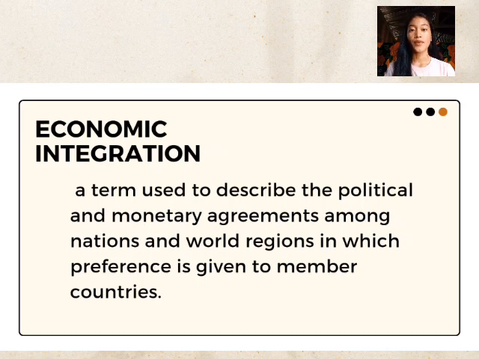Number 1, trade agreements. Trade agreements such as free trade areas or customs unions are common forms of economic integration. They eliminate or reduce tariffs and trade barriers among member countries, making it easier and cheaper for them to trade with each other. For instance, the European Union's single market is a prime example where member countries enjoy a high degree of trade preference.